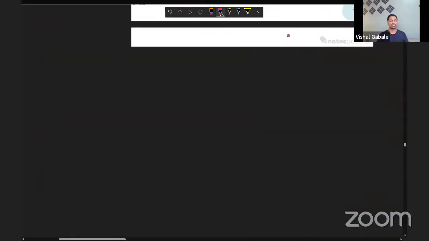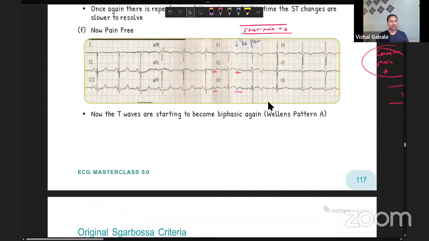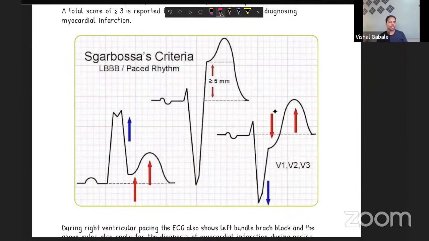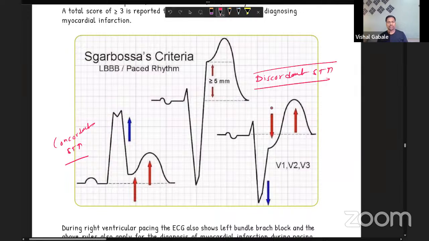Any doubts? I hope not. Now, the next part is what is Sgarbossa criteria. So Sgarbossa criteria I already explained to you. This is concordant ST elevation. Got it? So this is concordant ST elevation. This is your discordant ST elevation. This is your concordant ST depression.